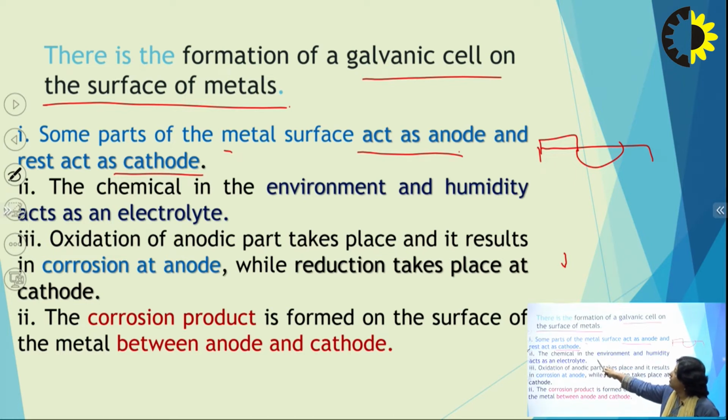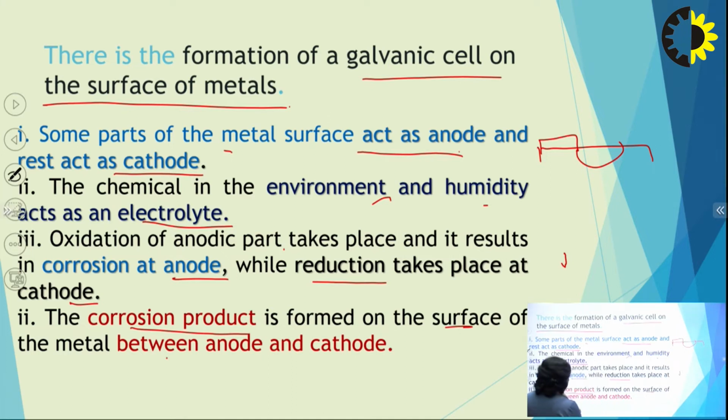The chemicals in the environment and humidity will act as an electrolyte. When we are talking about an electrochemical cell, there are three important parts: one is the anode, another is the cathode, and the third is the electrolyte, which provides the medium for electron displacement or exchange. What will work as the electrolyte? The environment and the humidity. The third point, oxidation of the anodic part takes place and results in corrosion at the anode, and obviously reduction takes place at the cathode, and the corrosion product is formed on the surface between the anode and cathode.